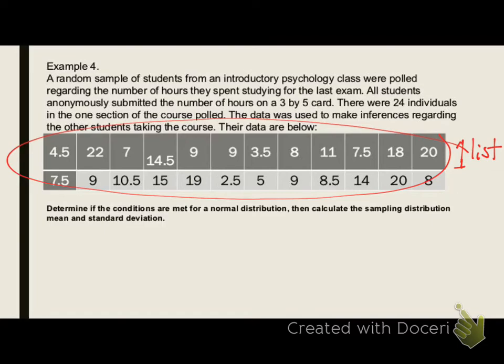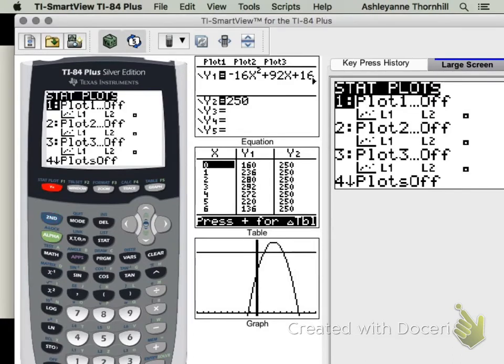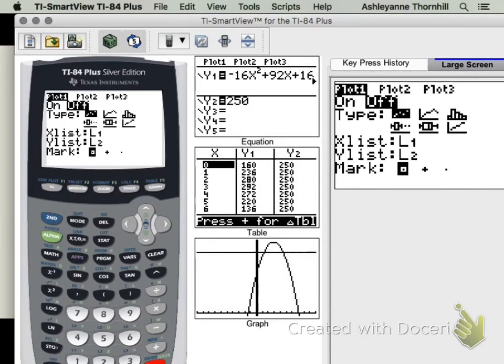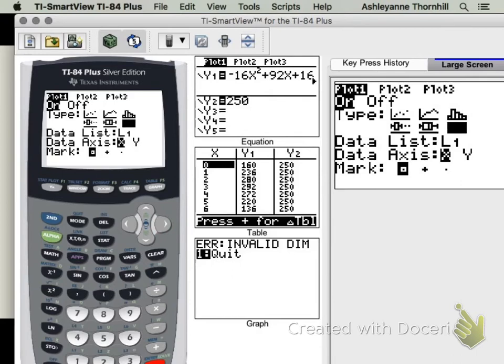I'm going to go to second y equals. Plot should be turned on. And the type is the bottom right-hand graph. You have to select it. Wait, you said the bottom right? Bottom right. I can't get to the bottom right. Oh, wait, no, you just have to keep going right. Yeah, just keep hitting the right arrow.